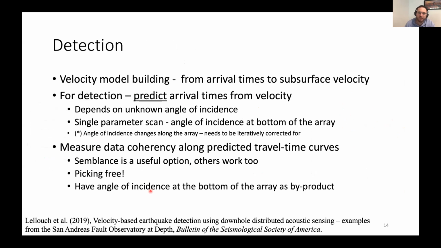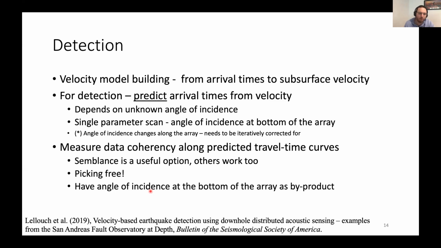It's actually the exact inverse of the velocity model operator. When we built the velocity model, we picked the arrival times, and from that we extracted the subsurface velocity. For detection, we're going to go the other way around. We have the velocity, because I showed you how you can get it, and from this velocity, we're going to predict the arrival times. And we know that these arrival times depend on the velocity and the angle of incidence. Because of the simplifying assumptions that we can make and the 2D nature of the problem, there is only one angle that we care about, and that is the angle of incidence at the bottom of the array. So we can predict the arrival times as a function of the incidence angle.